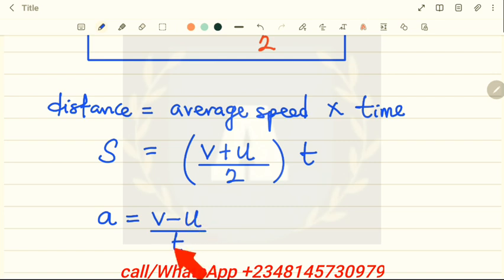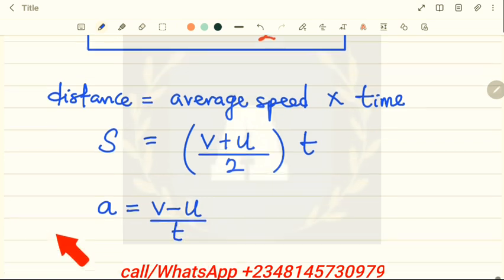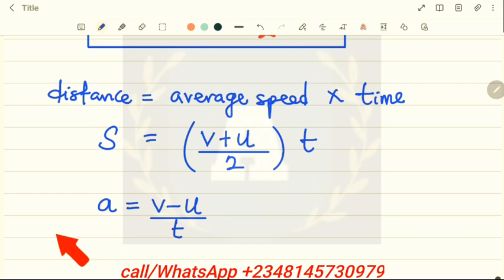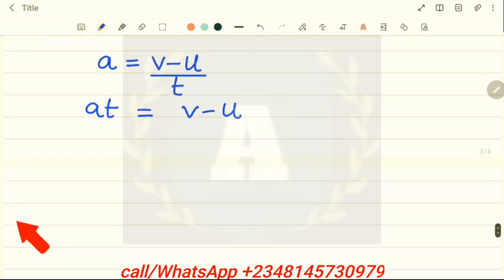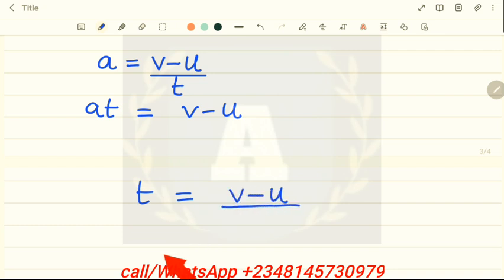Now here we can make T the subject, such that when we cross multiply or rearrange, AT will be equal to V minus U. So T therefore, when we divide both sides by A, will be equal to V minus U all over A. Alright, so we have T equal to this.